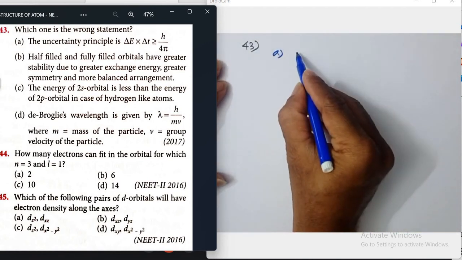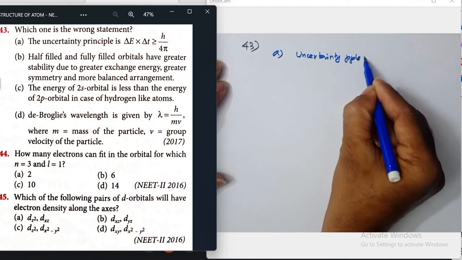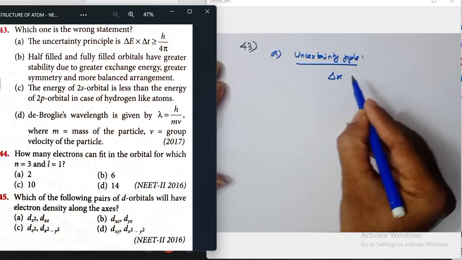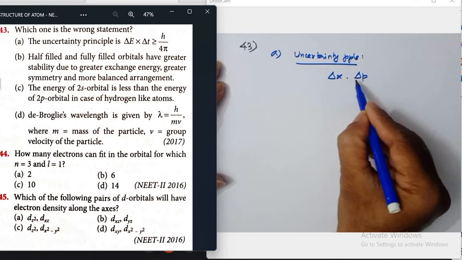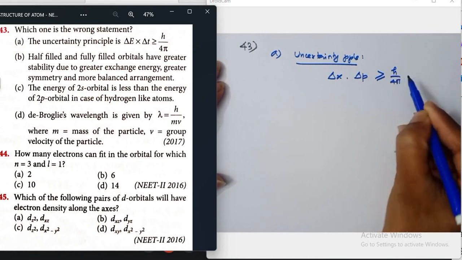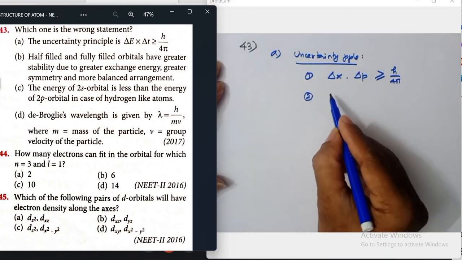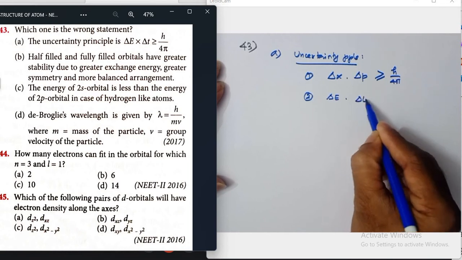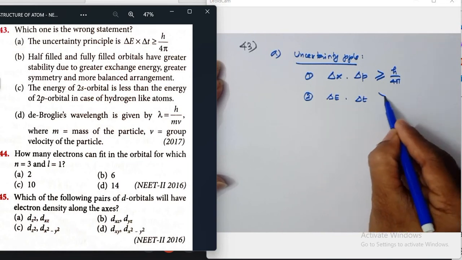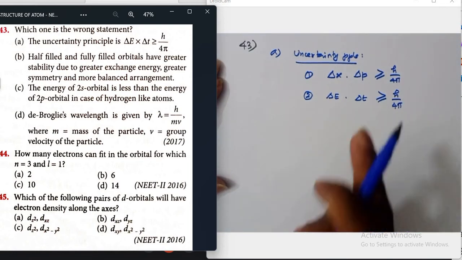Students, remember the uncertainty principle. We normally write the Heisenberg uncertainty principle, which is the uncertainty in position and uncertainty in momentum. If you multiply these two, delta x into delta p is greater than or equal to h by 4 pi. This is the Heisenberg uncertainty principle. Apart from this, we have other uncertainty principles. The other one is given here, delta E into delta T, uncertainty in energy and uncertainty in time measurement. If you multiply these two, this value is also greater than or equal to h by 4 pi. This is also an uncertainty principle, note it down.